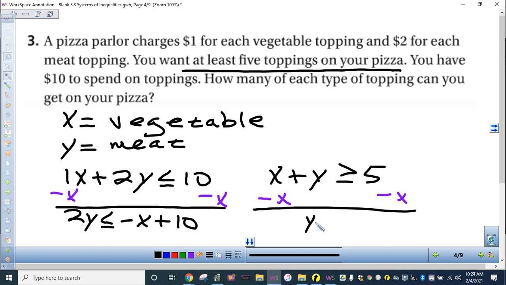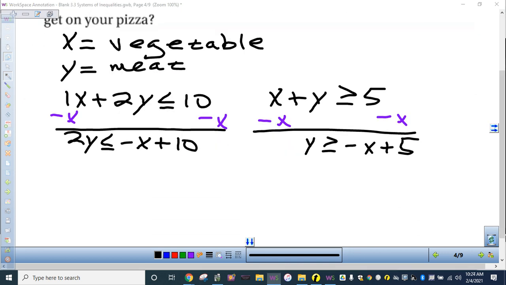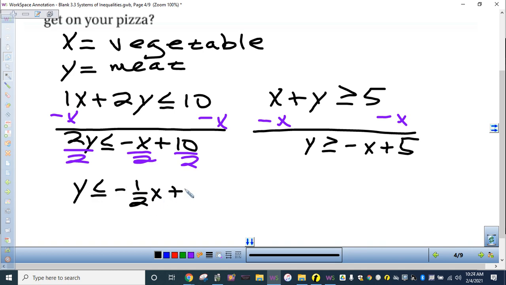Over here, we get y is greater than or equal to negative x plus 5. So the right equation, we're done. Left equation, the math is not hard, right? It's just a lot of stuff going on. Graphing, shading, figuring out, writing equations. The individual pieces are not hard. It's the entirety of what we're doing that can be tricky.